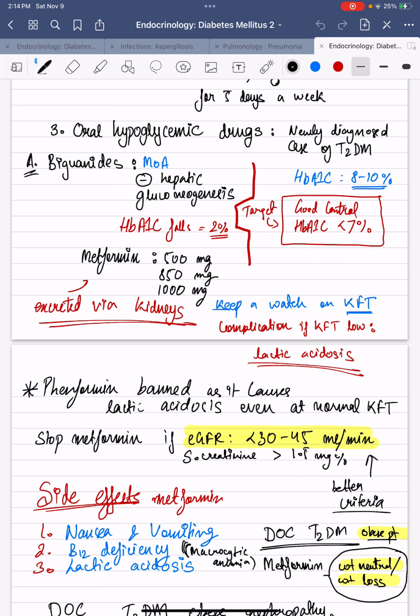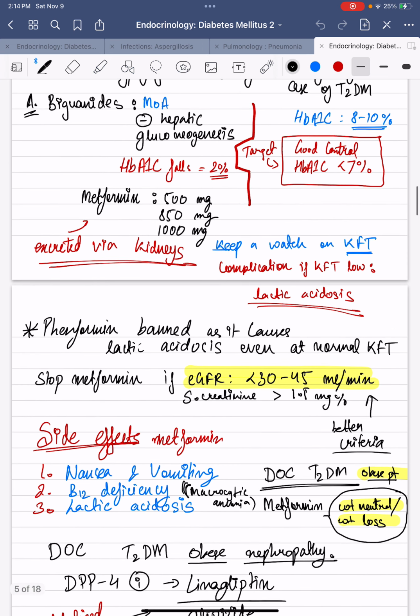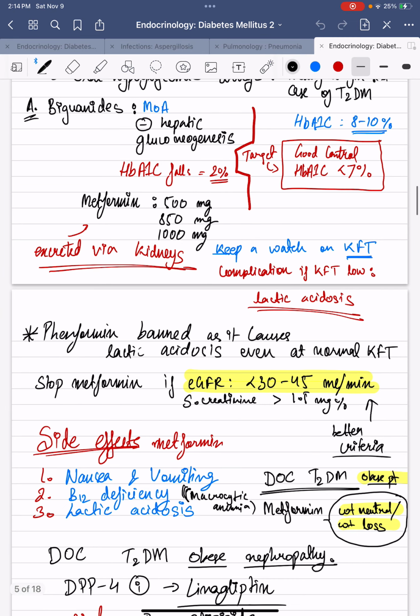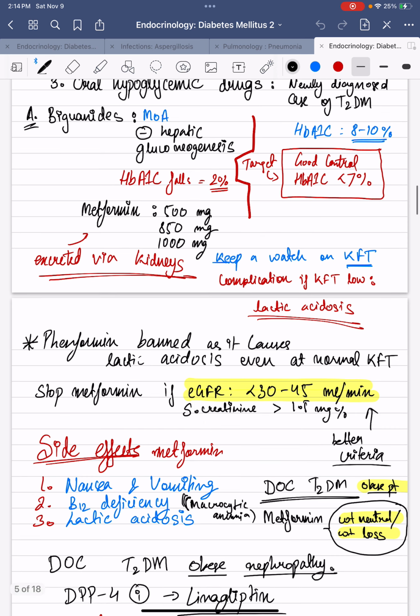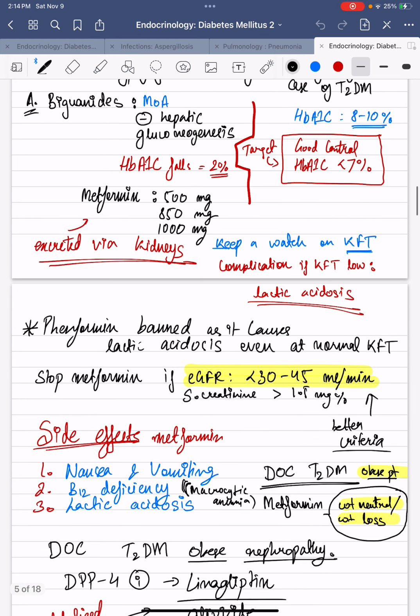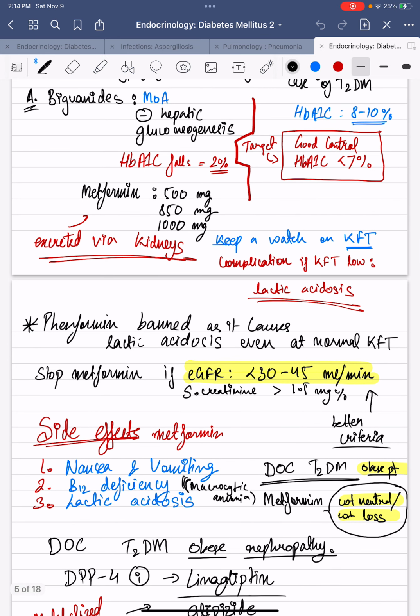So let's start. What are the different classes of oral hypoglycemic drugs for a newly diagnosed case of type 2 diabetes mellitus? The first class is biguanides, and in this you'll see a name, metformin, which is really common. A lot of diabetic patients in the hospital will be on regular medications of metformin, maybe in combination or maybe just metformin.